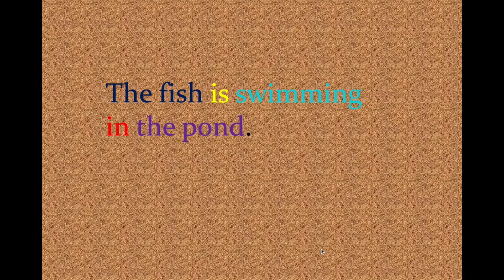The fish is swimming in the pond. The fish is an animal. Is is a verb to be present. Swimming is verb ing. In is a preposition. The pond is an object. The fish is swimming in the pond. This is an example of a sentence using the verb ing.